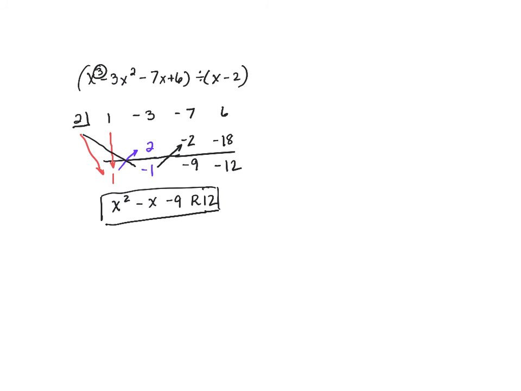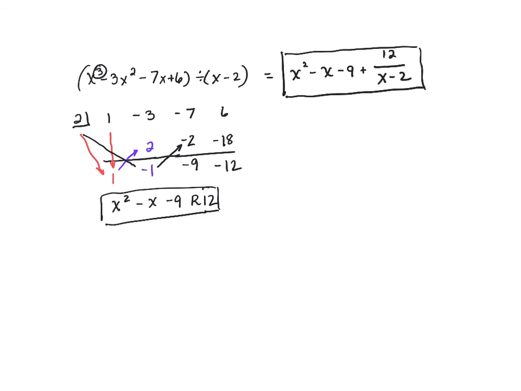A little more formal in our answer. In general, we'd say this division is equal to x squared minus x minus 9 plus the remainder over the divisor x minus 2. So that would be a true equivalency statement. That division problem is exactly equal to that quotient.